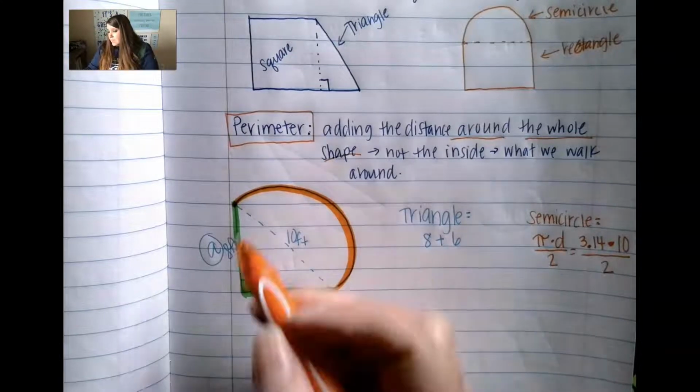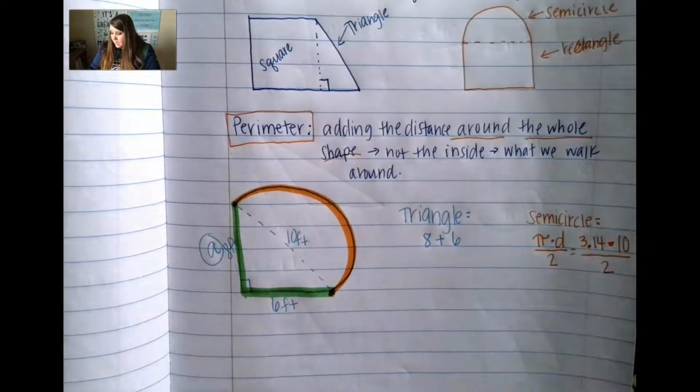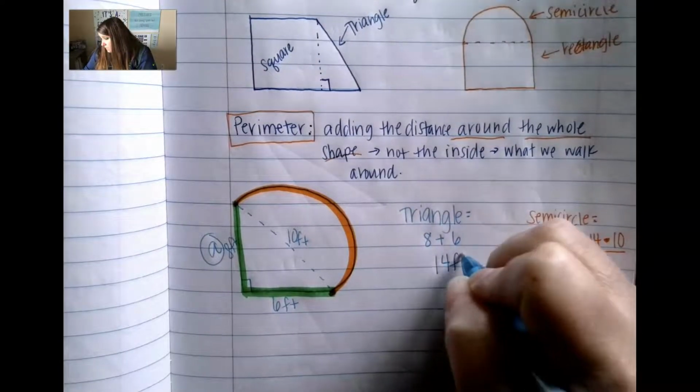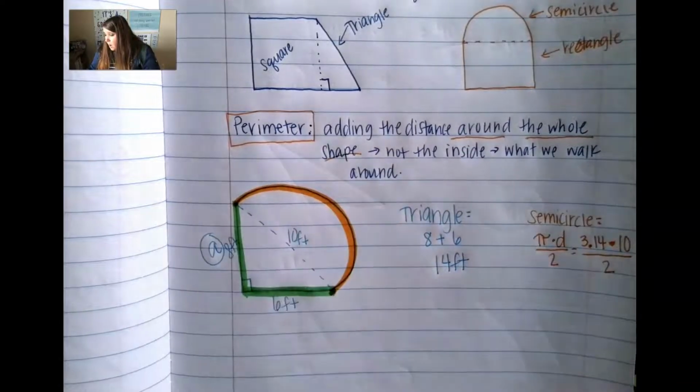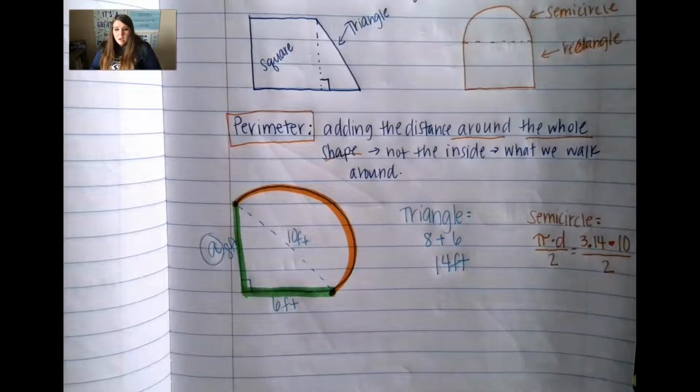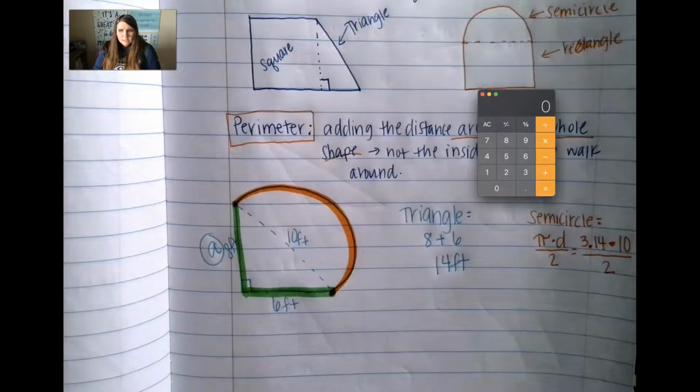So to find this one and this one, I added 8 and 6. So far 8 plus 6 is 14 feet. So on the green part, I've walked 14 feet. And then on the orange part, I have walked 15.7. Let me double check that just to make sure.